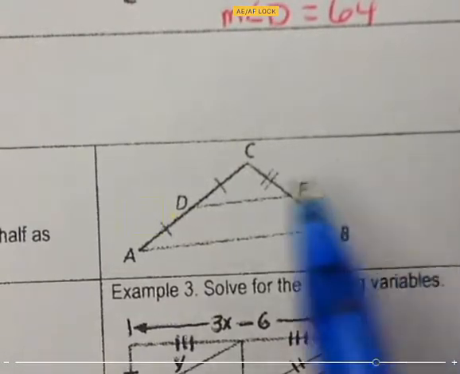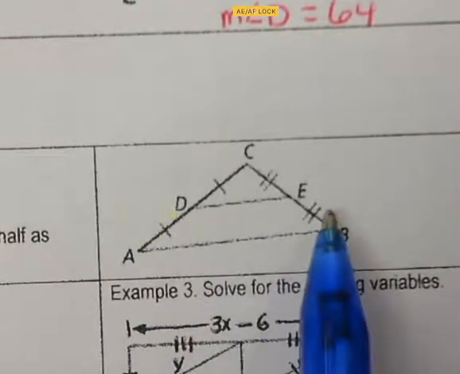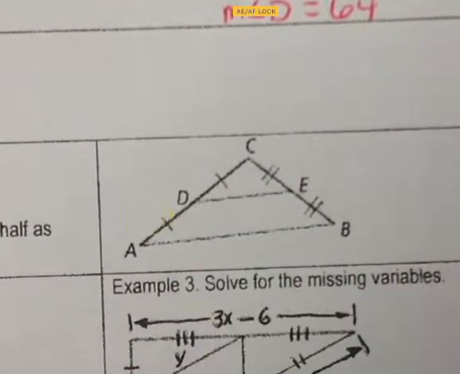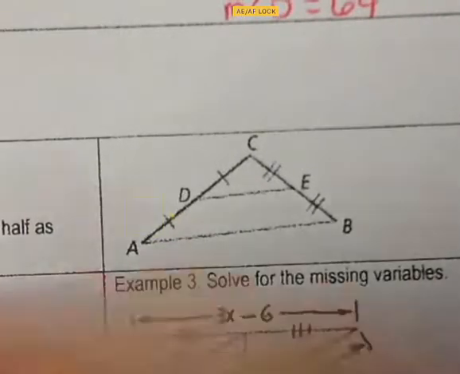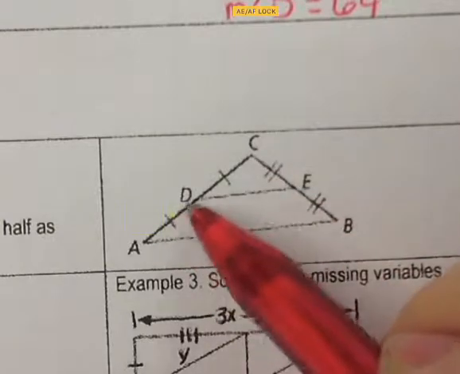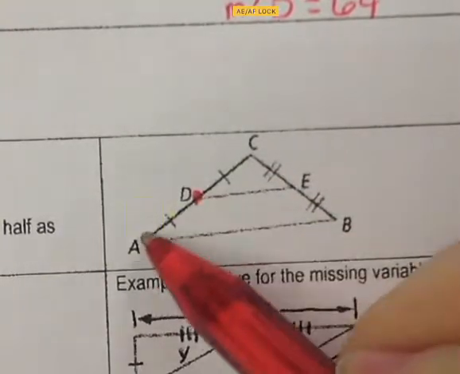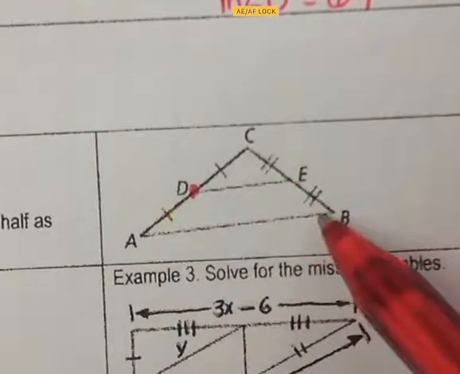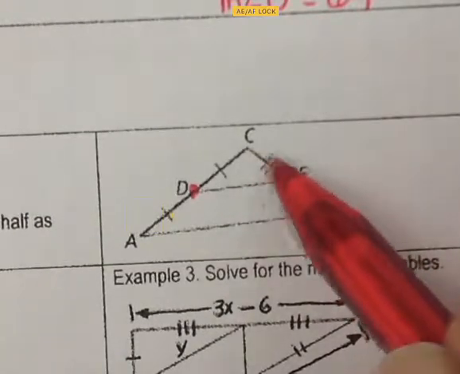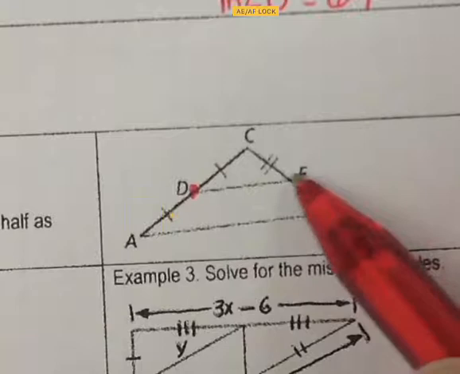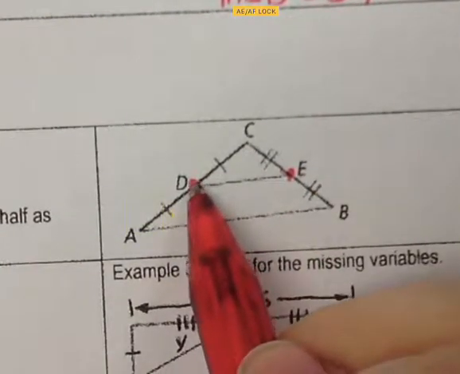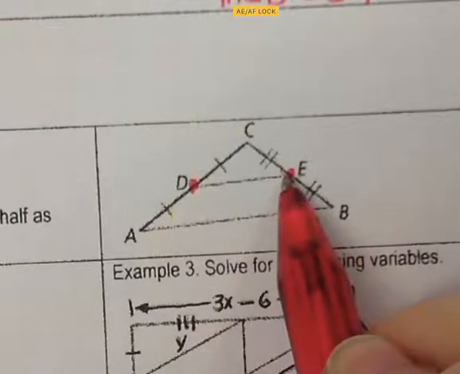Again, the theorem states that if a segment joins the midpoint of two sides of a triangle. So we have tick marks right here. This states that segment AD is congruent to segment DC. Therefore, point D is the midpoint of segment AC because it's in the middle, it's cutting them in half. We also have two tick marks over here. We have segment BE is congruent to segment EC because of the amount of tick marks. Therefore, point E is the midpoint because it's in the middle of two congruent parts. Therefore, segment DE is considered the midsegment.